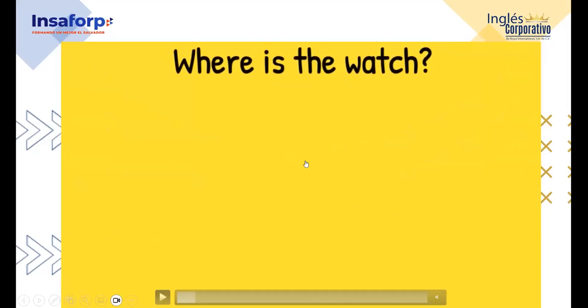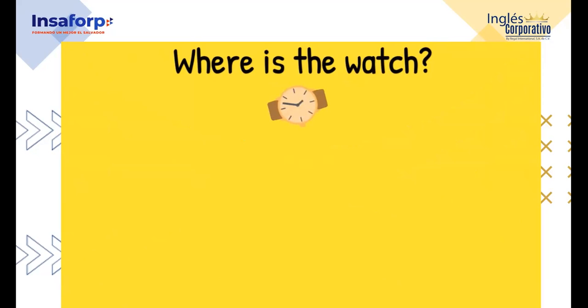5, 4, 3, 2, and 1. Okay, vaya, ahora. Where is the watch? ¿Se acuerdan dónde estaba el watch? Reloj. It's under the table. Ajá, tienen que recordar. It's under the table. Vamos a ver ahora si es verdad. Let's see.